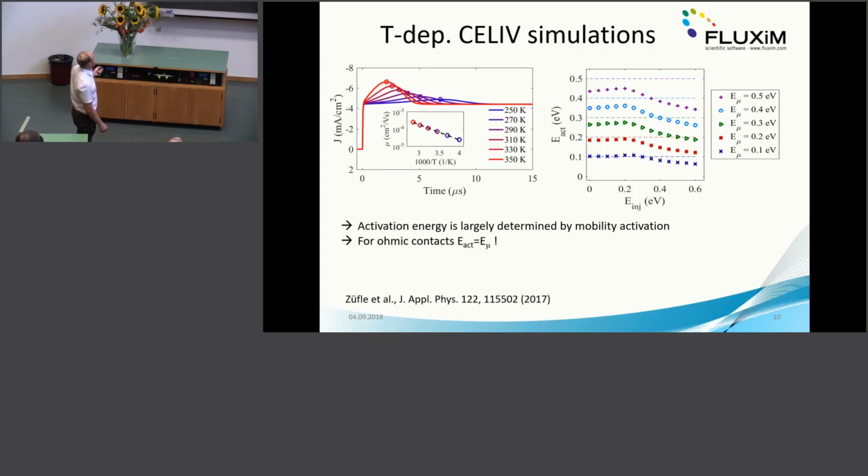For the CELIV case, where we assumed that we would determine only the mobility activation, we find that this is true for the lower injection barrier. So if we have very good contacts, this works well. So we can really determine the mobility thermal activation with this experiment. We also see, obviously, there are some deviations for larger injection barriers.